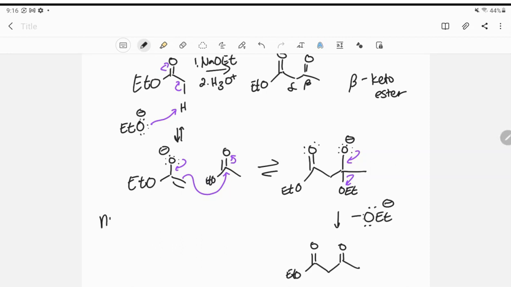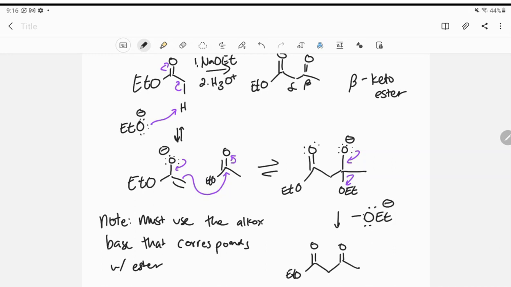All right, one thing to note about this, by the way, is you must use the base that corresponds with your ester, and it's got to be an alkoxide. So in this case, we had an ethyl ester, so we're going to use ethoxide. If we use hydroxide, we're going to end up just turning that ester into a carboxylic acid, right? If you use methoxide, you'll get transesterification. You'll replace your EtO with MeO instead.